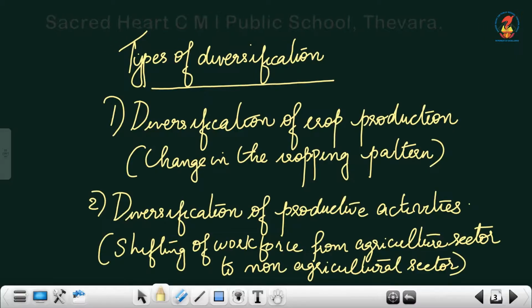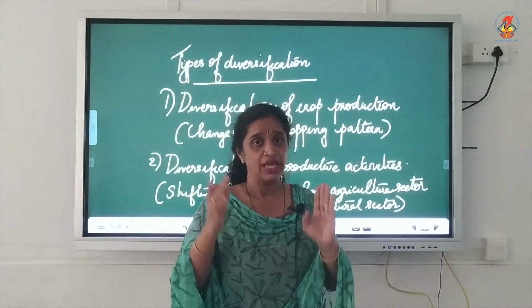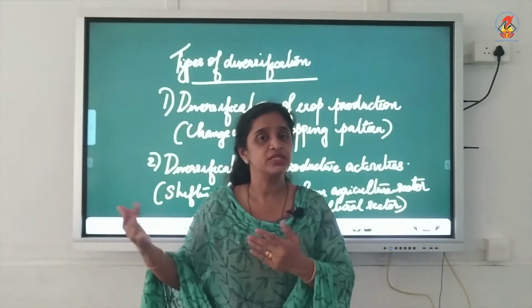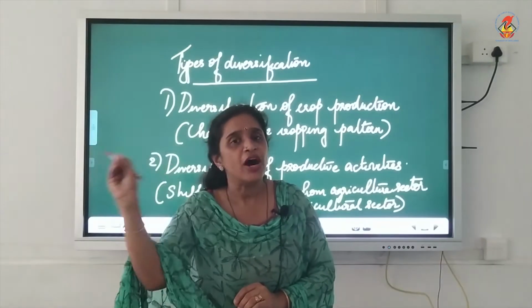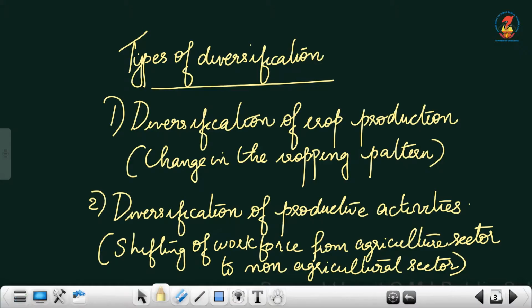Now, types of diversification. I told you diversification means reallocating all the resources such as land, labor, capital, etc. from the farm activities to non-farm activities. So, in the rural areas, along with the farm activities, some people should be diverted to do non-farm activities. Now, let us see which are the types of diversification. Diversification can be done in two ways. The first method is diversification of crop production and the second is diversification of productive activities.